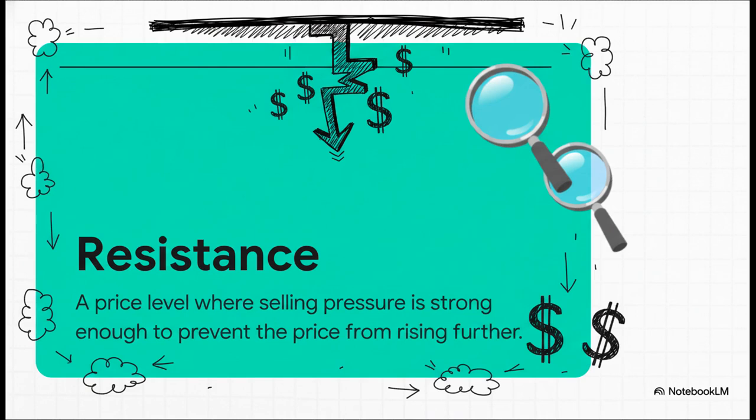On the flip side, we have resistance. This is basically your price ceiling. As the price rallies up, sellers see it as getting too expensive and they start to cash out. That selling pressure creates a barrier, often stopping the price from climbing any higher.